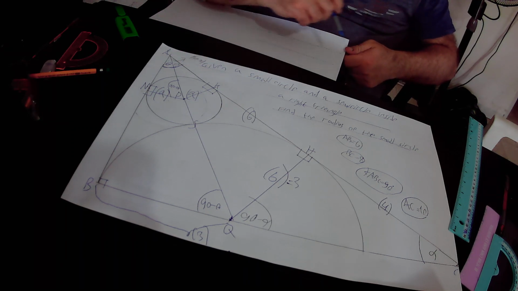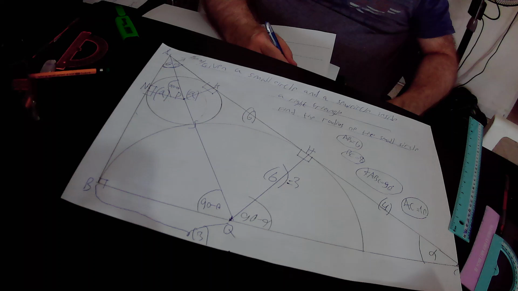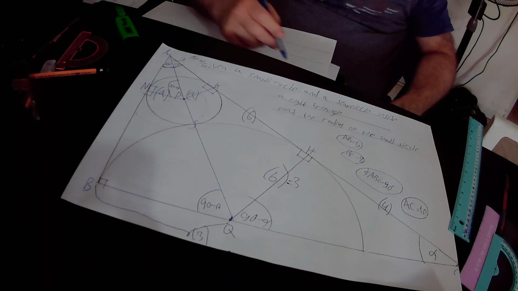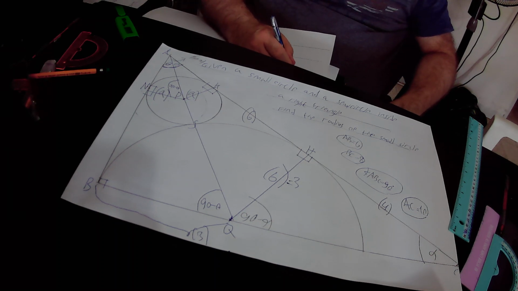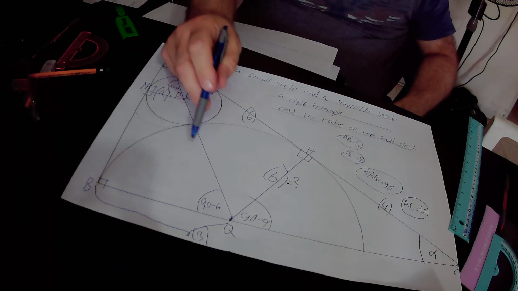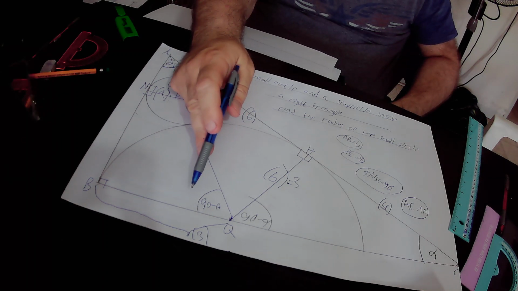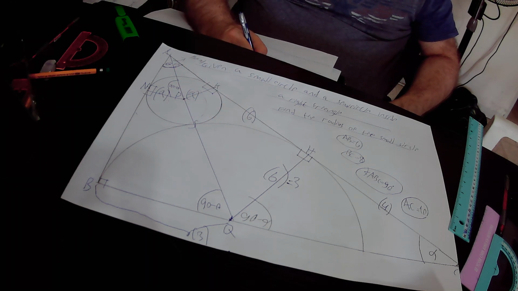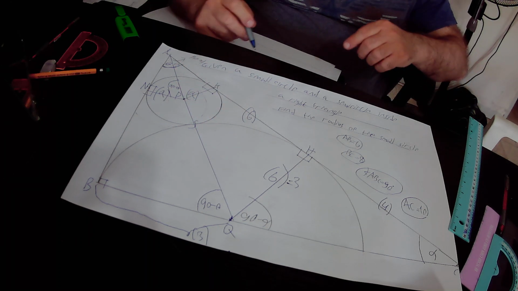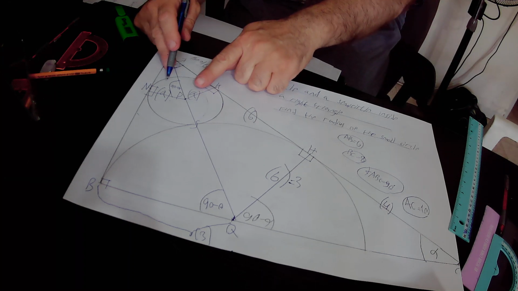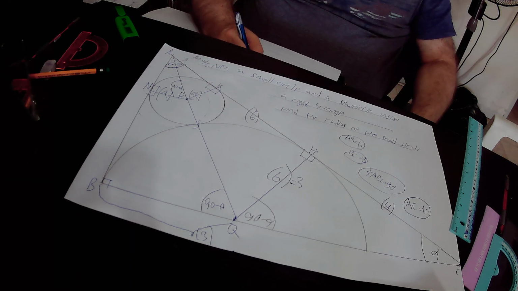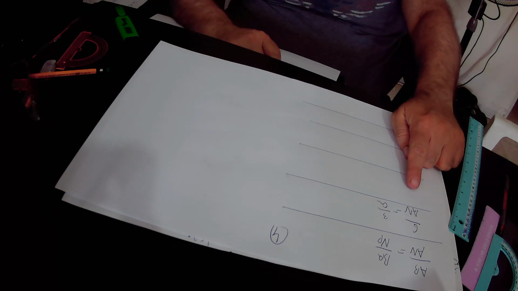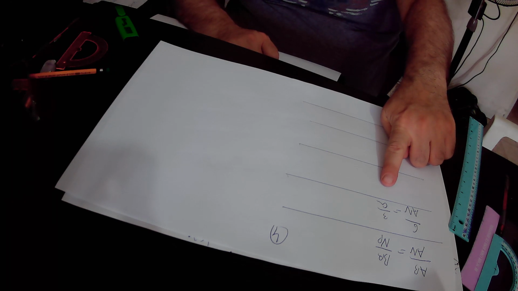AB is 6 according to what is given in the question, over AN. AN is the missing side, so we leave it as it is. Equals BQ. BQ is 3. This is the radius of the semicircle. That equals 3 units in length. Over NP. NP is a. So in conclusion, we found out that 6 over AN equals 3 over a.